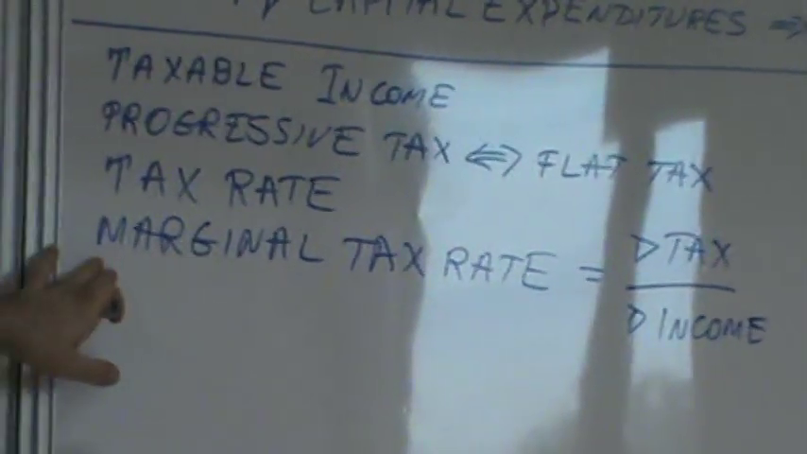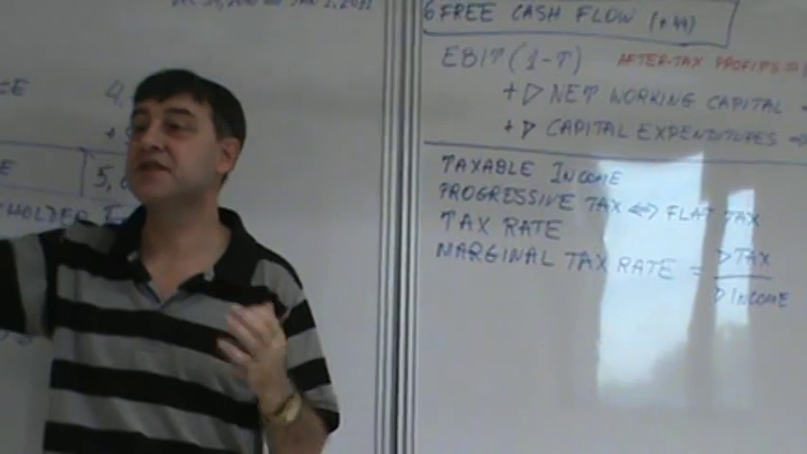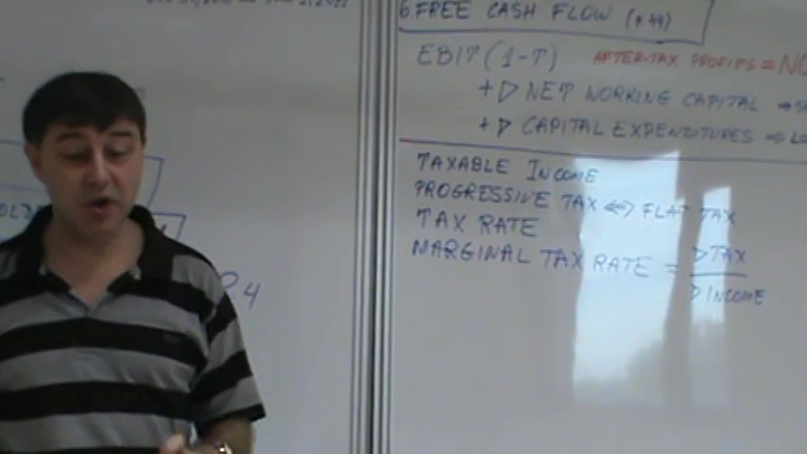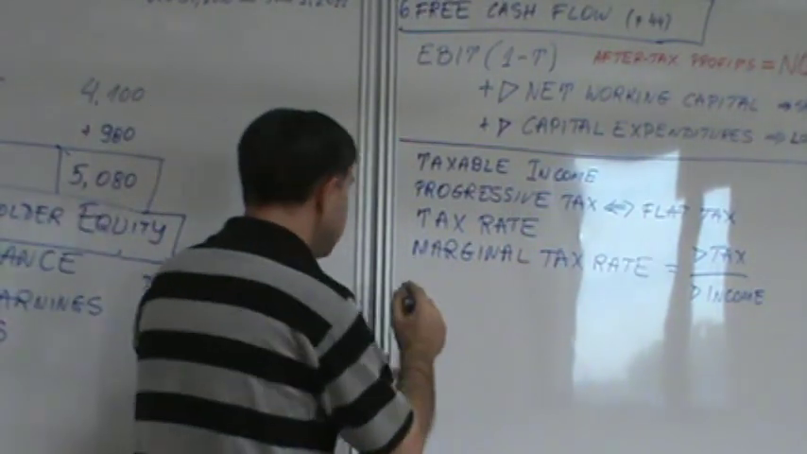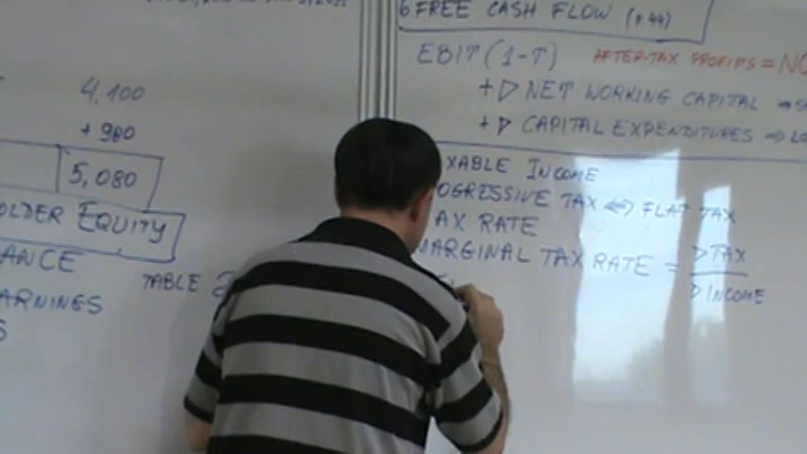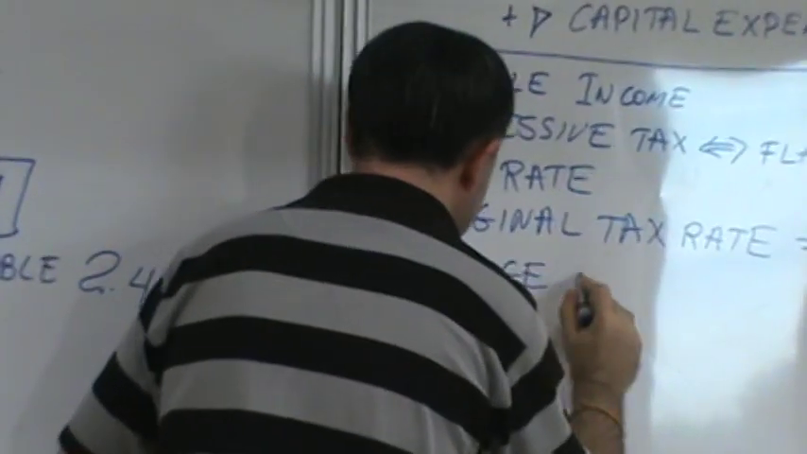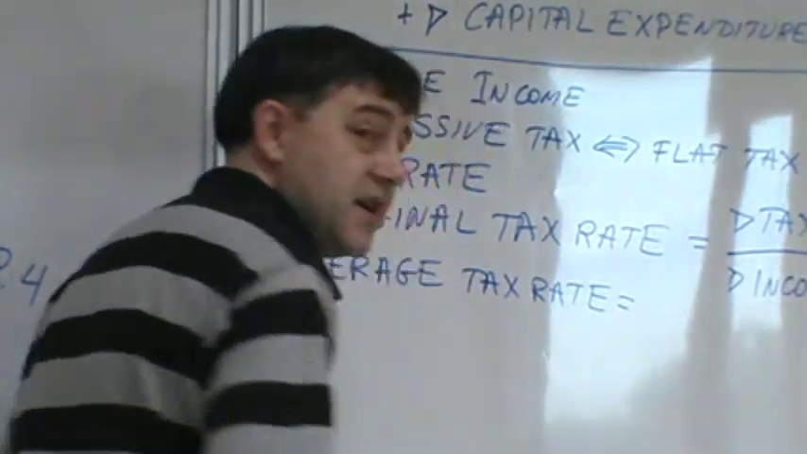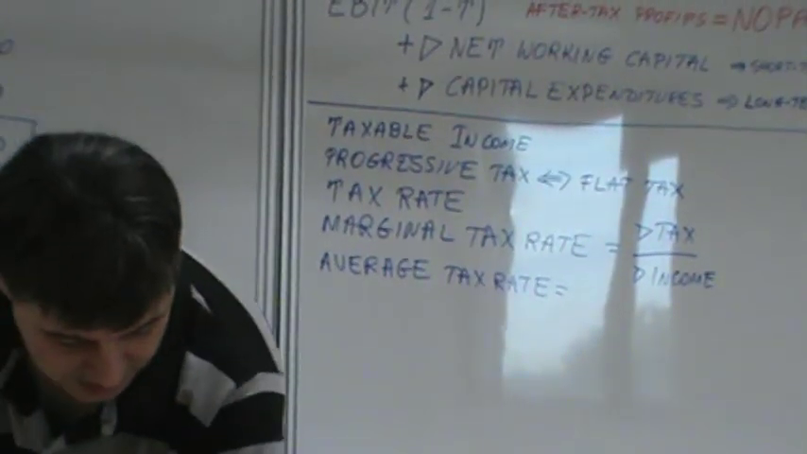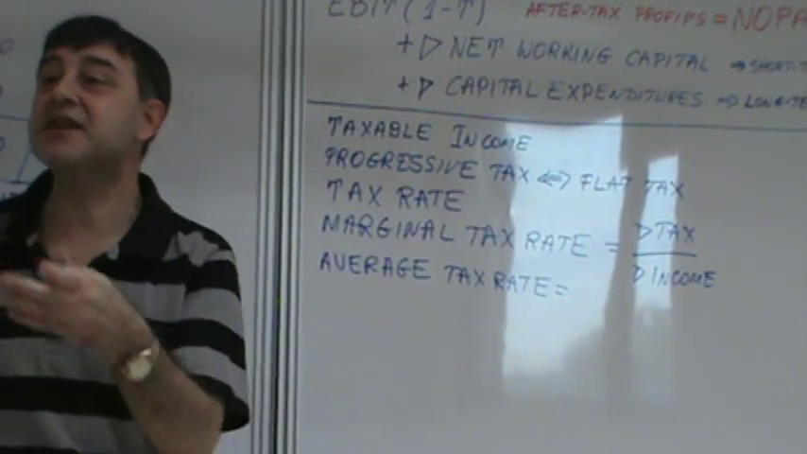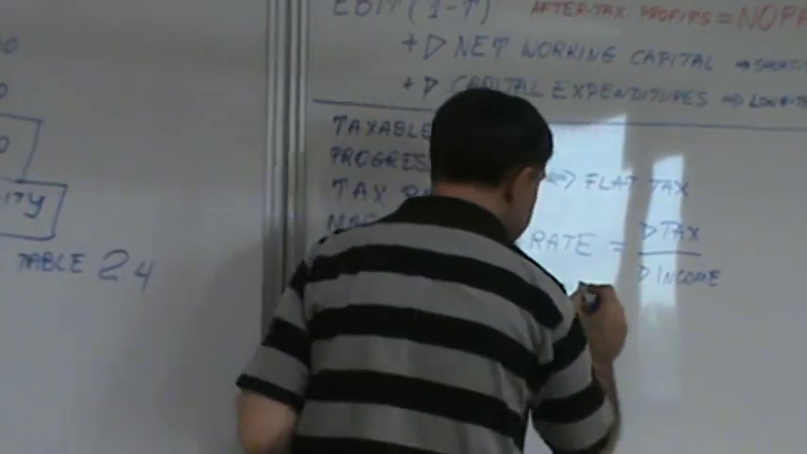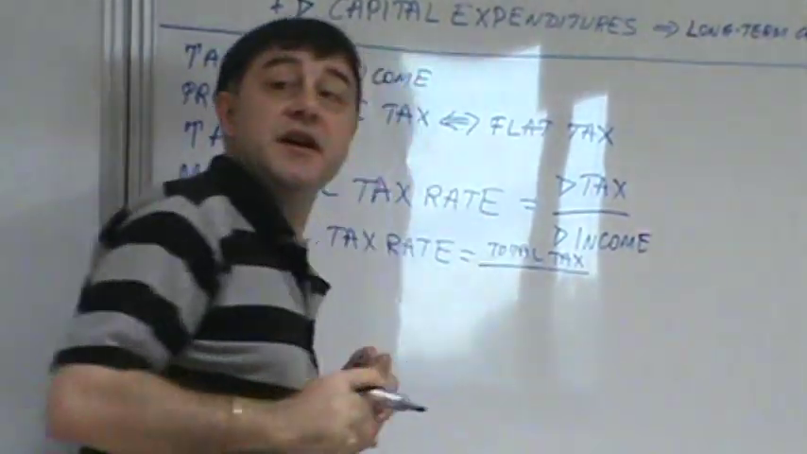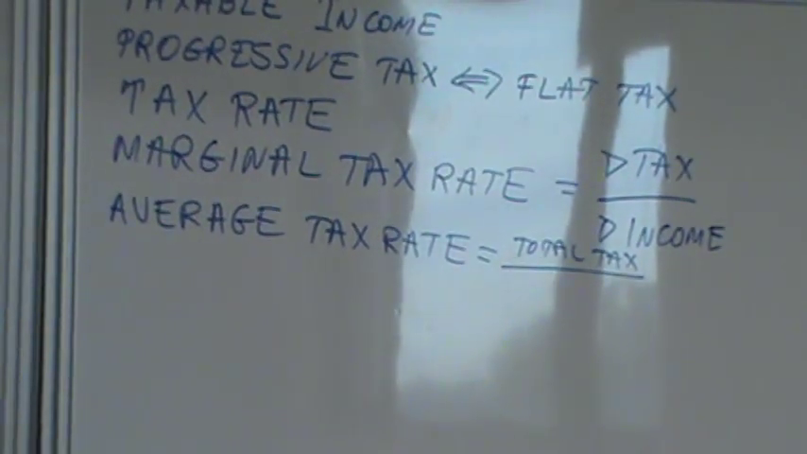Again, this is a definition which applies to any tax system in the world. Okay? Doesn't matter the country. The next one is called average tax rate. This one is a little tricky, actually very tricky, but it's basically your total taxes divided by income.